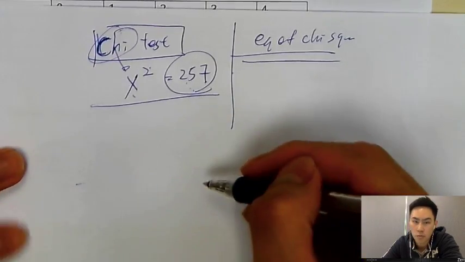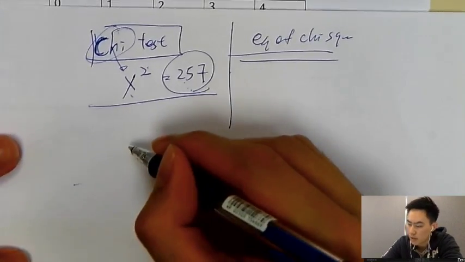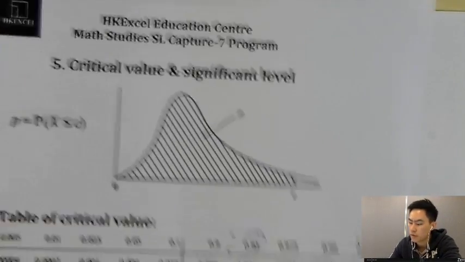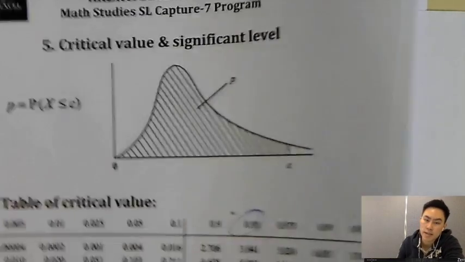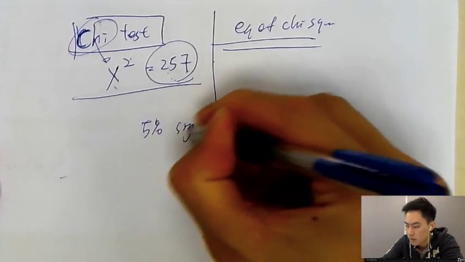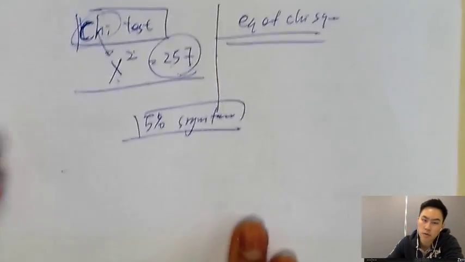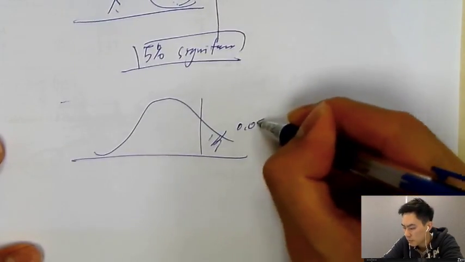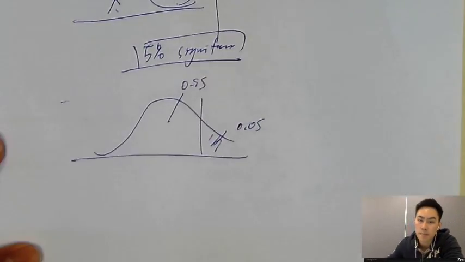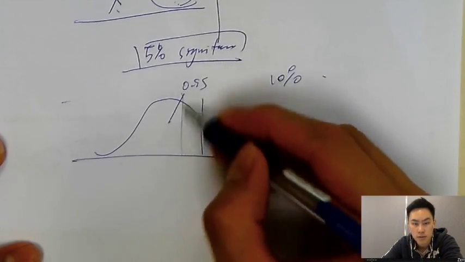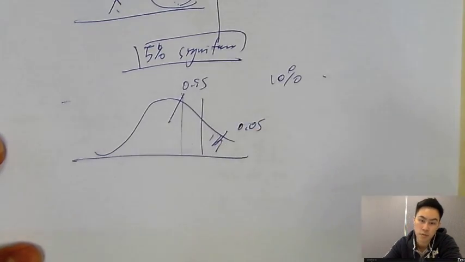You have to compare with the chi-square distribution table. I've already printed it out for you. Let's say we test this on a 5% significance level. What does it mean? It tells you that the distribution for this part is 5%, 0.05, and for this part is 0.95, just like this table, right? If you use a 10% significance level, then you can choose this line, so here will be more than 0.05, yeah?